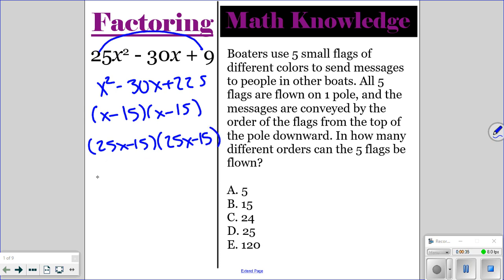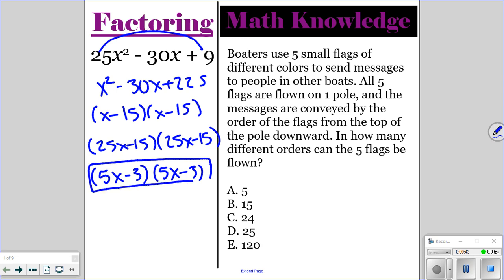25 and 15 both divide by 5. So you'll have 5x minus 3 times 5x minus 3. So you can write that as your answer. Or you can make it 5x minus 3 squared.